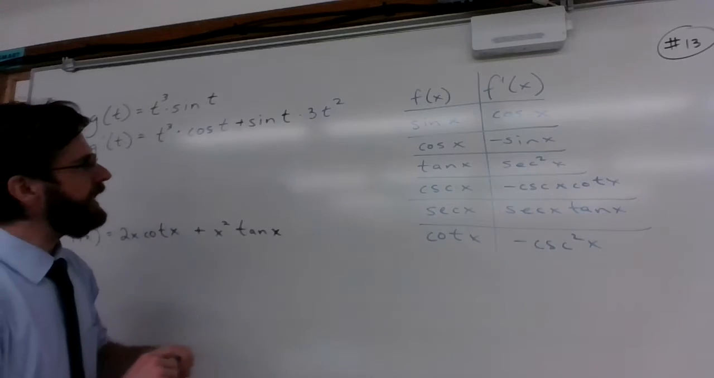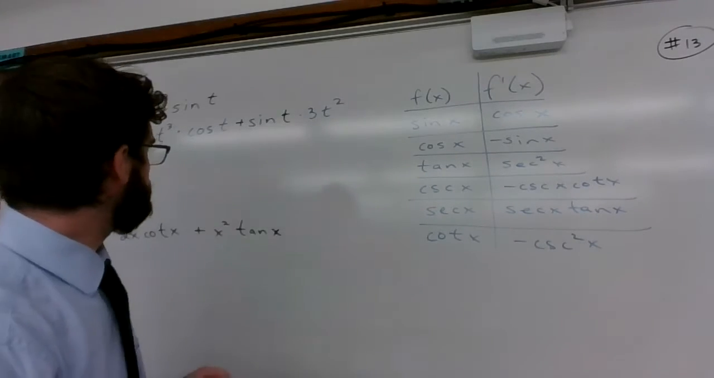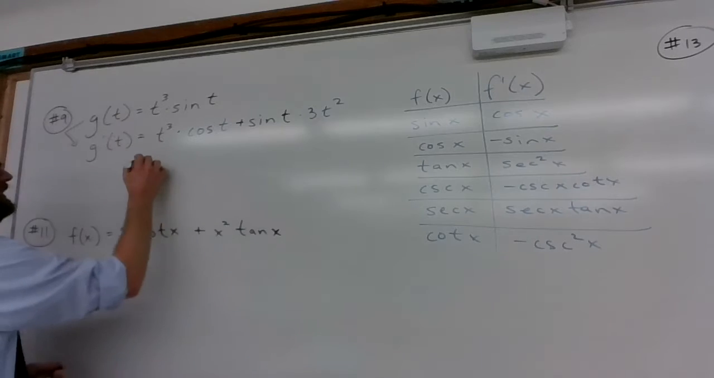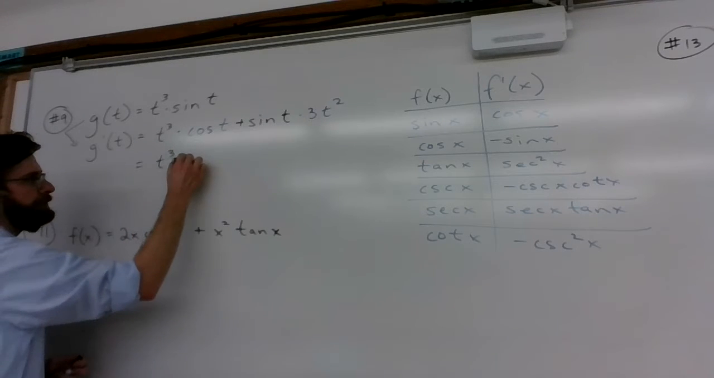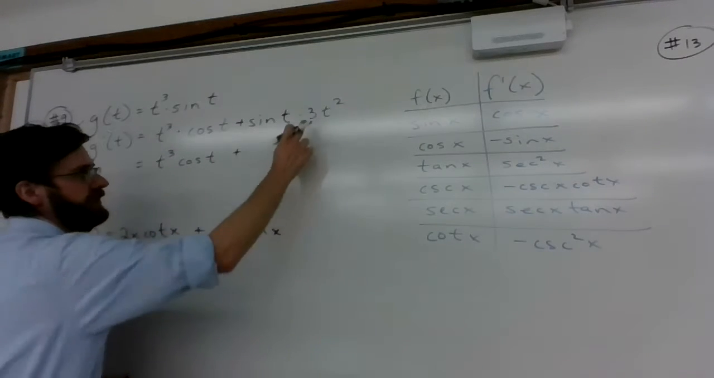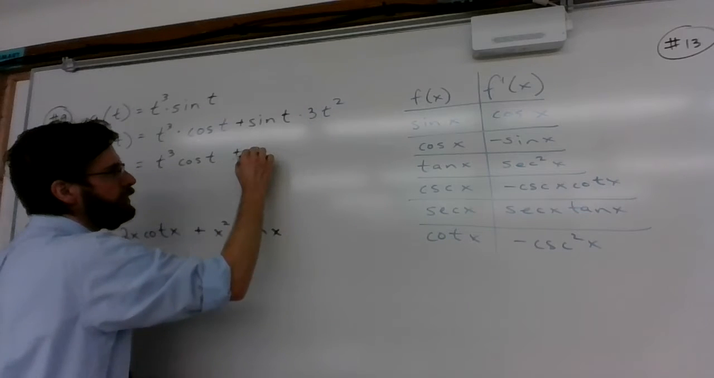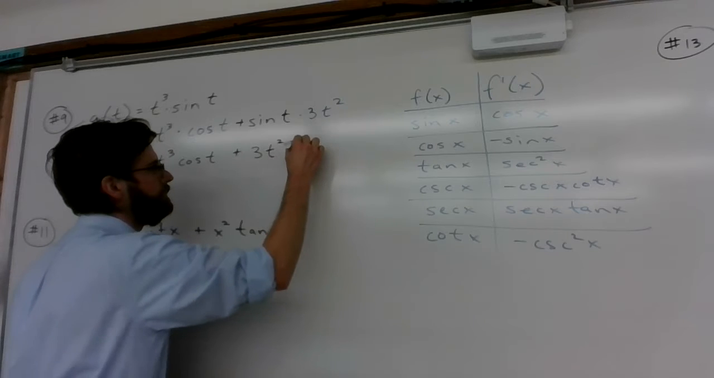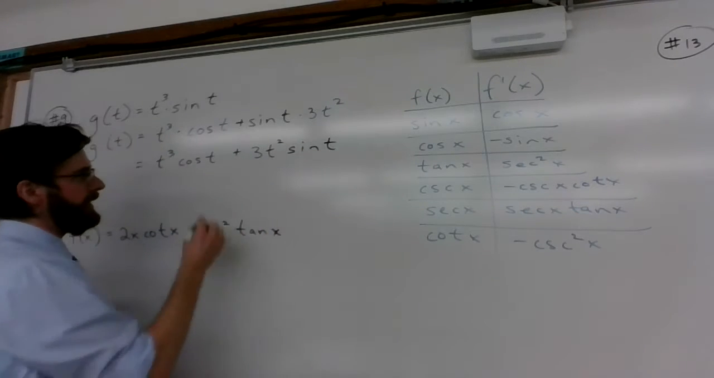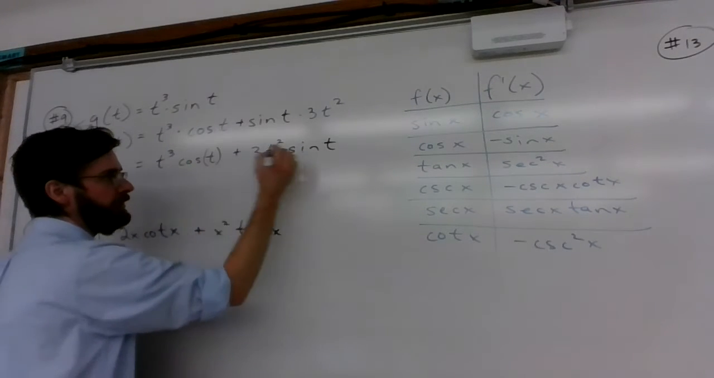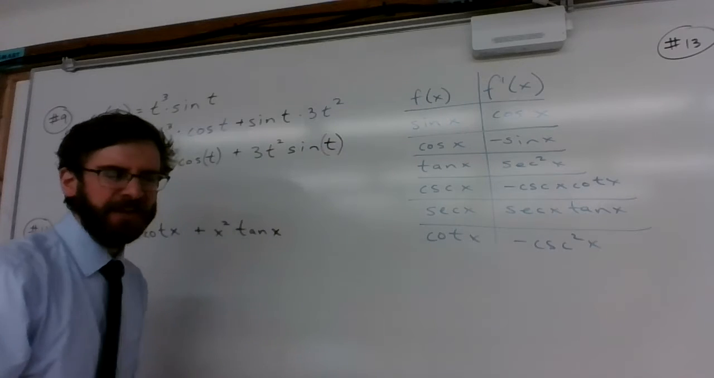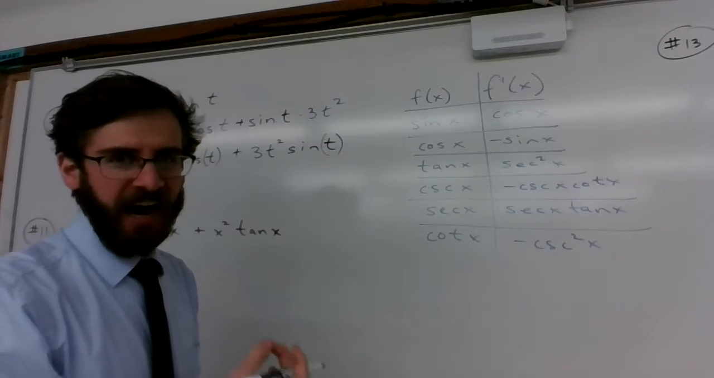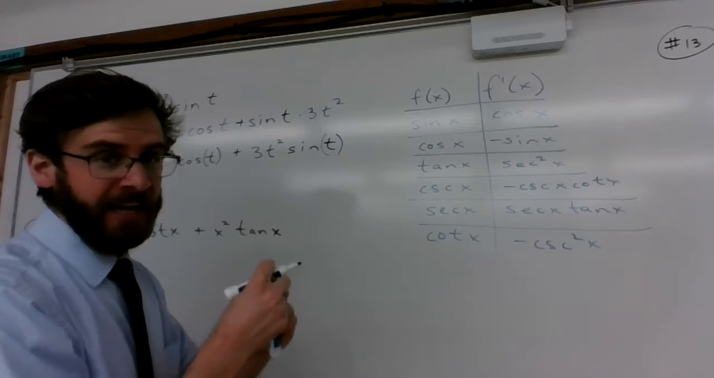At any rate, there's not much more to do with this one, but maybe just rewrite it like this: t cubed cosine of t plus move this to the front. Usually trig takes the back seat ride. And it's not a bad idea to put your angle in parentheses just to kind of say it's not just sin, it's the sin of t.